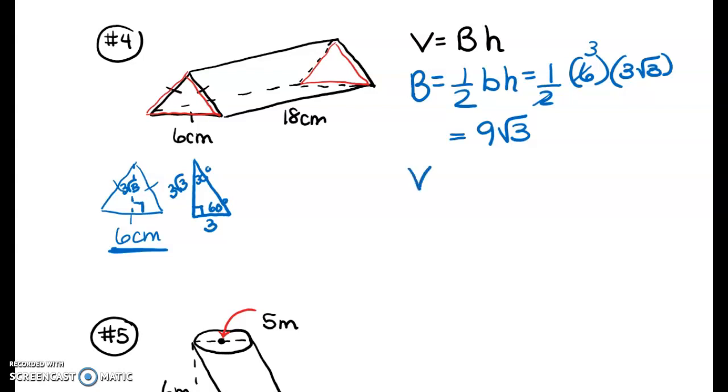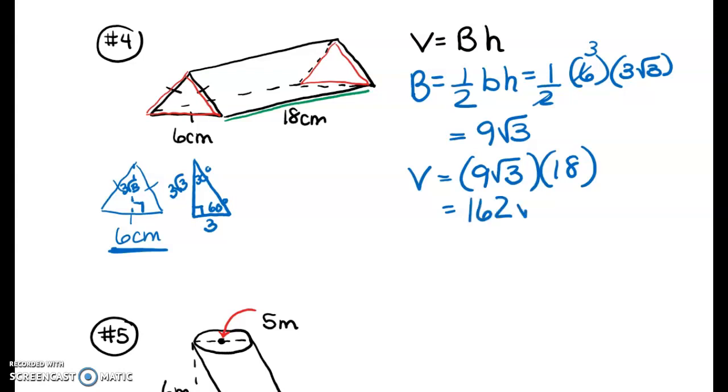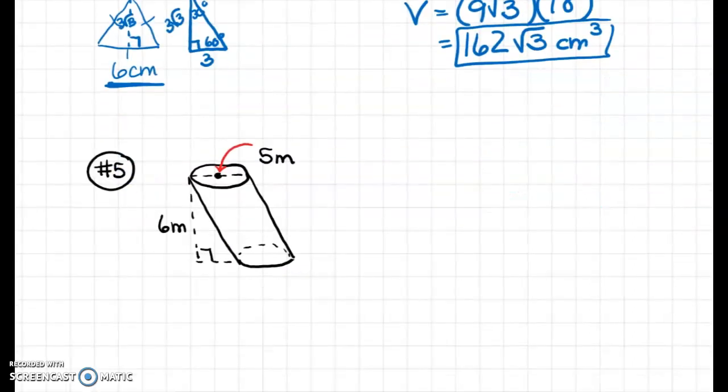So for my volume, all I need to do is locate the height of my prism, and that's the perpendicular distance between my 2 bases, which is 18. So when I multiply 9 times 18, I get 90 and 72, so that's 162 radical 3, and that's going to be centimeters cubed, where the area of my base was centimeters squared.